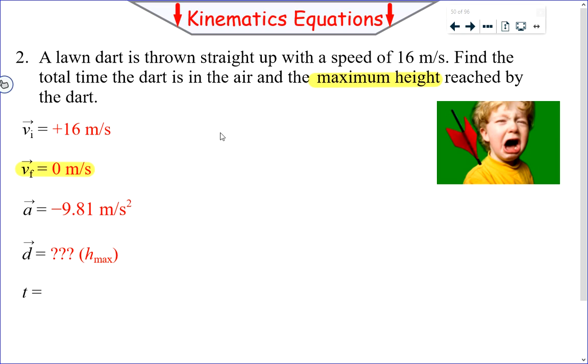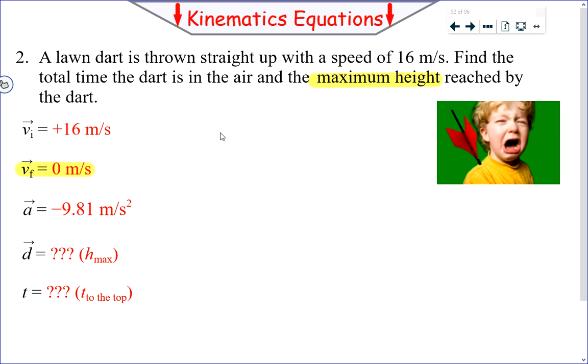If I use this list and I want to find time, I just need to be aware that that is just the time to the top. It is not the total time in the air. But due to the symmetry of motion, and it's because gravity is the same acceleration on the way up as on the way down, however many seconds it takes to get to the top will be the same as the number of seconds it takes to go from the top to the bottom. So I can take that time at the bottom of the screen and double it to get the total time in the air.